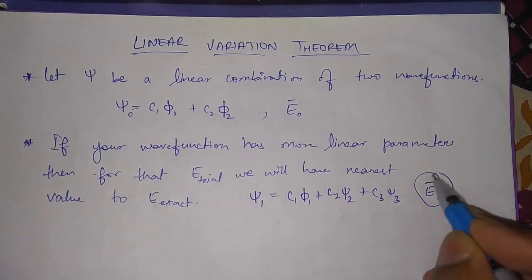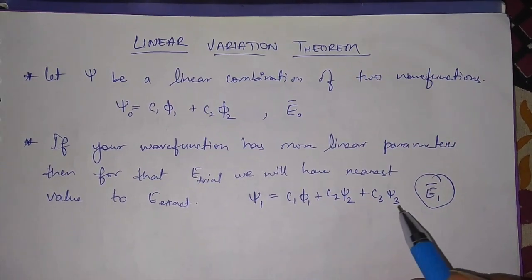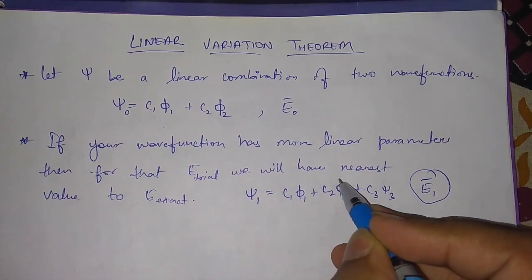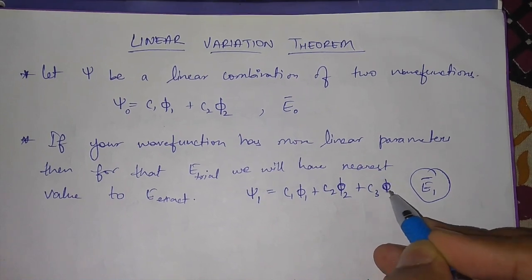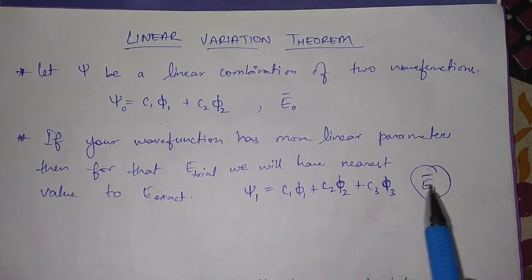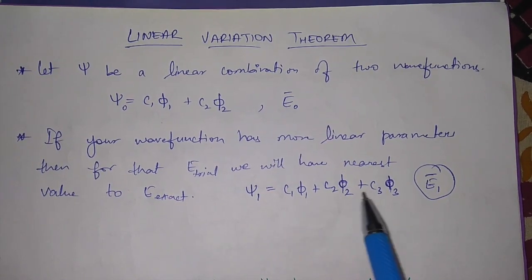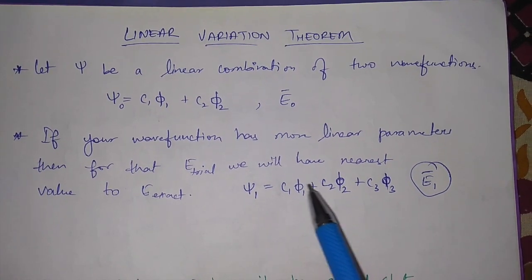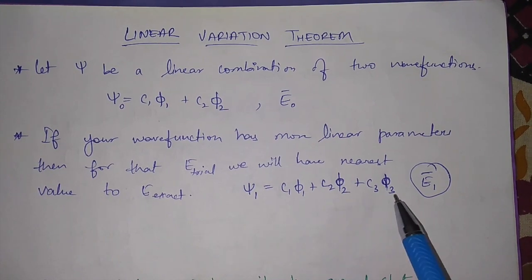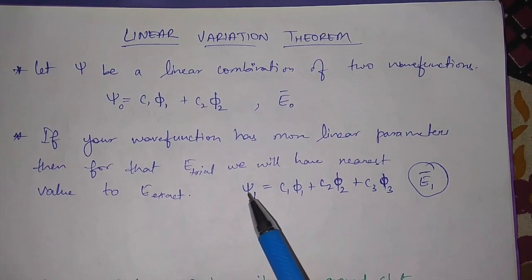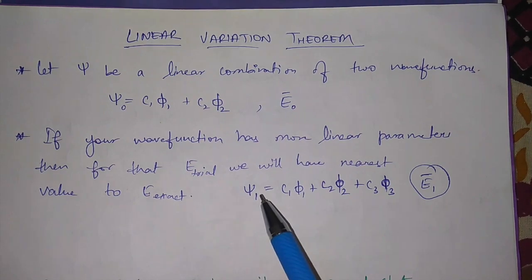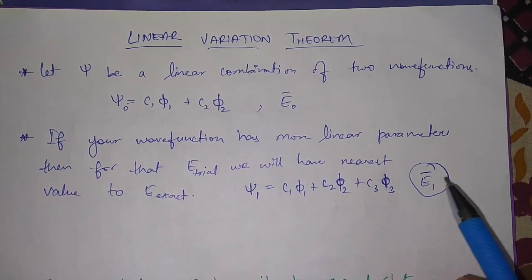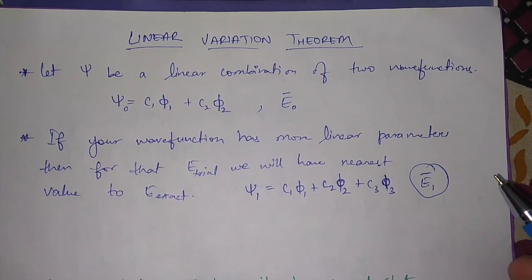The answer will be E1 bar. Why? Because it has more number of linear parameters. Sorry, it should be phi, so it should be c2 phi2 and c3 phi3. So what does that mean? The wave function which has more linear parameters attached to each other as a linear combination of wave functions, that particular trial wave function will give a trial energy that will be nearest to E exact.